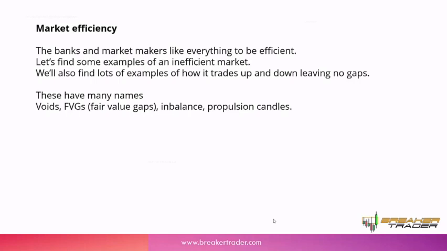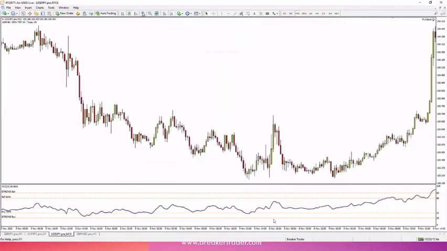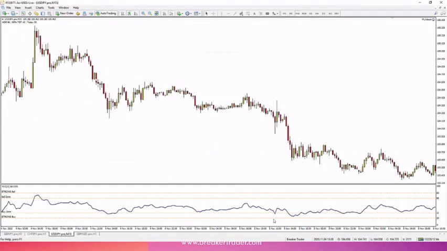Okay, so let's first of all have a look at the efficiency of the market. I'm going to zoom in to demonstrate this. So the way the price moves is it likes to trade in both directions efficiently. Okay, so if you remember when we started this module, I spoke about the fact that this is a marketplace like any other, and to have a buyer you need to have a seller and vice versa.